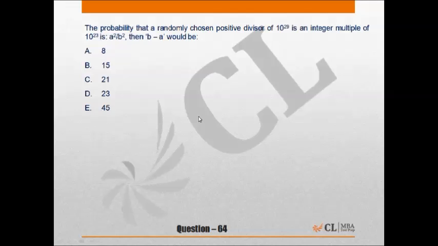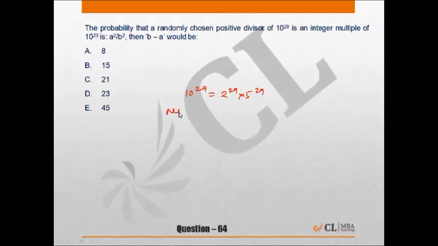In this problem it is given that the probability that a randomly chosen positive divisor of 10 raised to power 29 is an integral multiple of 10 raised to power 23 is a square upon b square, and we have to find the value of b minus a. So first of all find the number of factors of 10 raised to power 29, which can be written as 2 raised to power 29 into 5 raised to power 29.